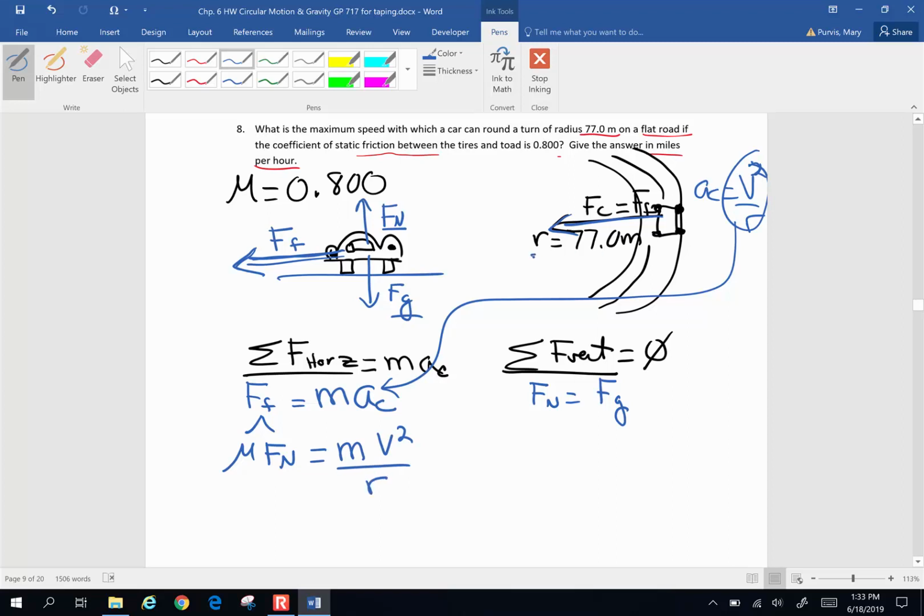Why did I do that? I have been given the radius, and I want to know what's the maximum speed that the car can have. So I want to get a speed or a velocity out of this. There is no mass given in this problem. Have no fear, the mass will drop out since we don't have a mass for our vehicle. Our normal force is going to be equal to the force of gravity, and you and I both know force of gravity is mass times the acceleration of gravity.